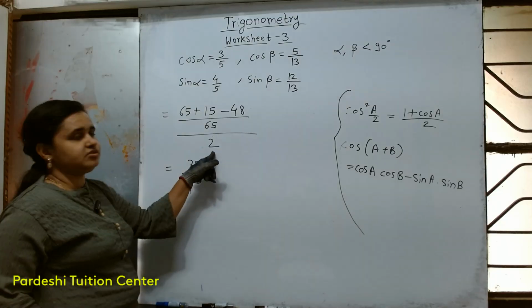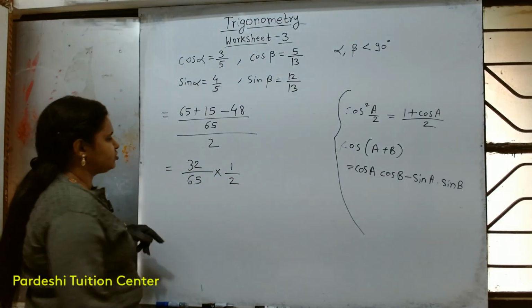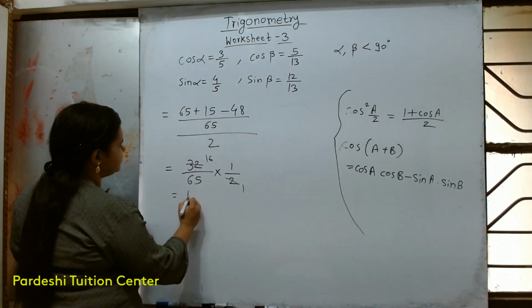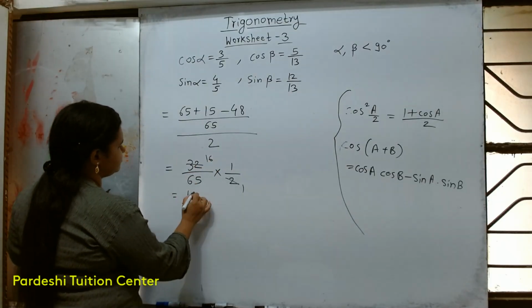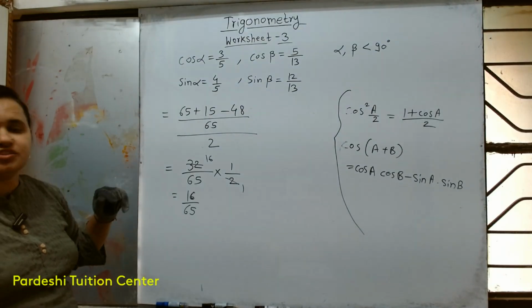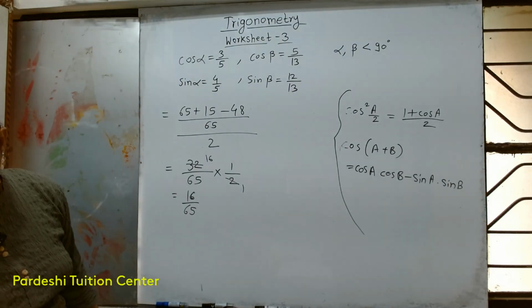Now here it is upon 2, we can write it as 1 by 2. So 2 1s are 2, 2 16s are 32. So our answer is 16 upon 65. We have got the answer for cos square (alpha plus beta) by 2 as 16 by 65. So the option is the third one.